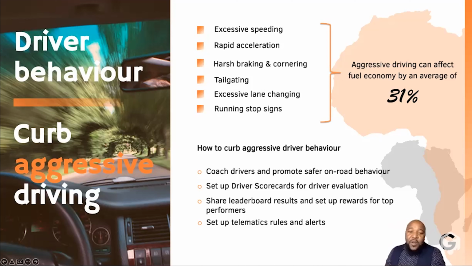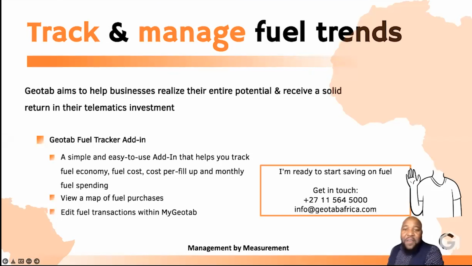All right, now to assist in changing or improving driver behavior, fleet managers can also set up telematics rules and alerts for proper monitoring and make use of the driver feedback, which I already touched on a little bit earlier on. All right, just to have a look at some of the reports that one can find on the Geotab software system. Geotab's fuel tracker add-ins are available on Marketplace, and this allows you to measure a range of things, including fuel economy, fuel cost per fill-up, as well as your fuel spend.